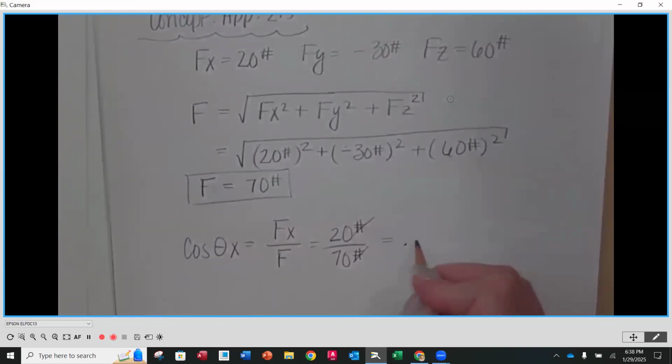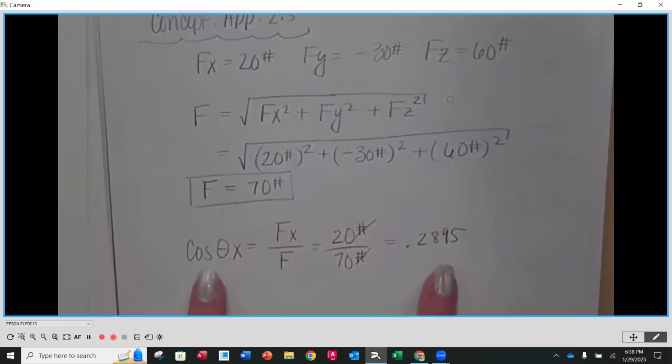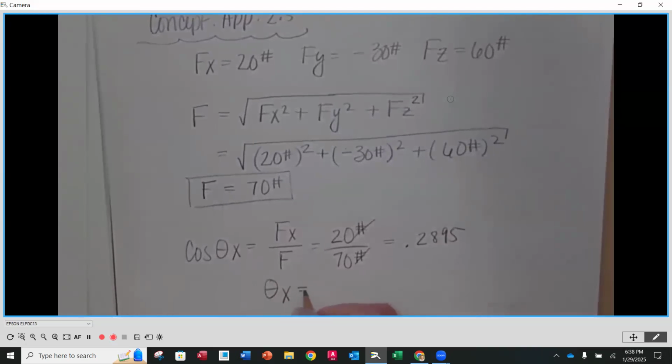And we're going to end up with a decimal of 0.2857, okay? That's not the angle yet. We need to take the inverse cosine of 0.2857, and you should get theta x equal to 73.4 degrees. Make sure you can do that, that comes out. So 20 divided by 70, and then the inverse cosine. So that's theta x.